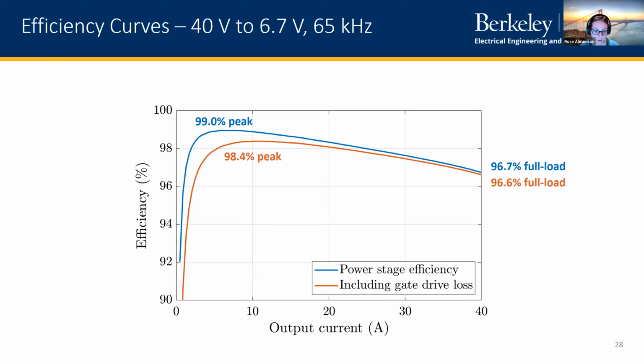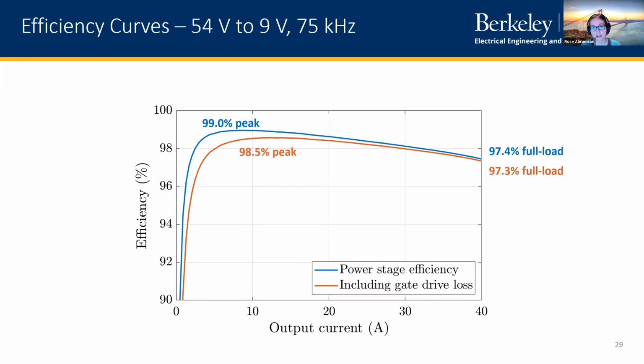So that conduction loss is representing a higher percentage of your total power, which is leading to this lower full load efficiency. Whereas at the other end, when we operate at 54 volts with a 9-volt output, you can see that our full load efficiency is actually increased a little bit compared to the nominal 48-volt case. But again, our peak efficiency is still around this 99% without gate drive and 98.5 with gate drive.